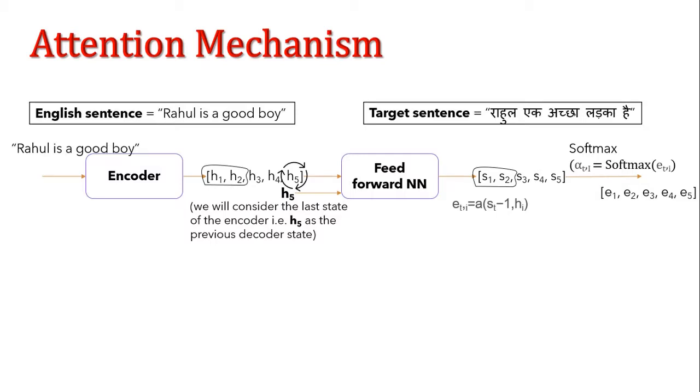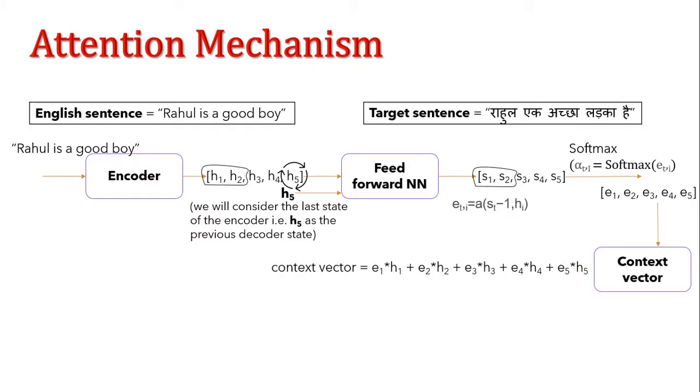Now let's compute the context vector which will be used by the decoder in order to predict the next word in the sequence. So here is the formula for computing the context vector, as you can see on the screen, and that is: context vector is equal to E1 into H1 plus E2 into H2 plus E3 into H3 plus E4 into H4 plus E5 into H5. Now we will simply concatenate the context vector and the output word generated from the previous timestamp and feed the merged vector to the decoder to generate the next word in the sequence.